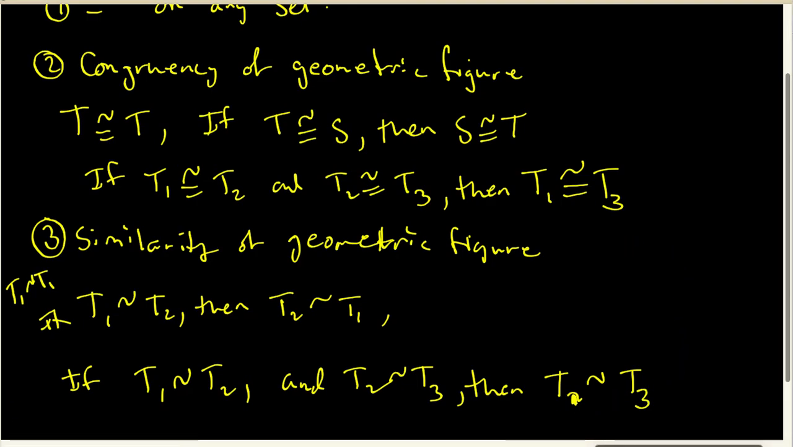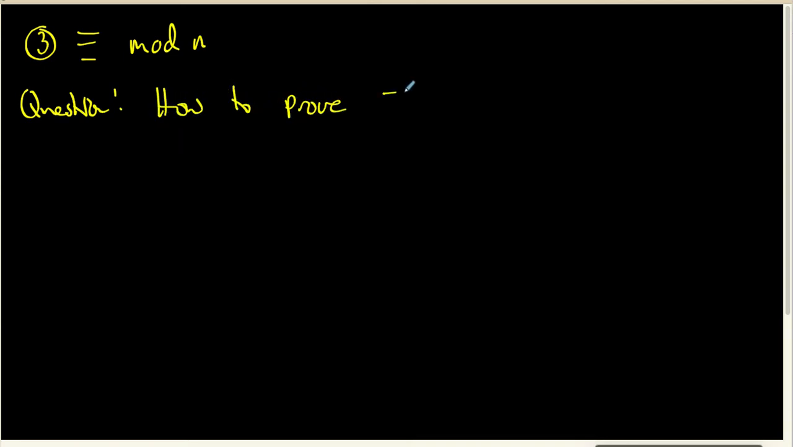The other equivalence relation that you have run into in previous math courses is congruency mod n. So our third basic example is congruency mod n. And in this one, I actually want to prove that this is an equivalence relation, just so that you have an example of how to prove something is an equivalence relation. So let's put that down as a question. How to prove that congruency mod n is an equivalence relation.